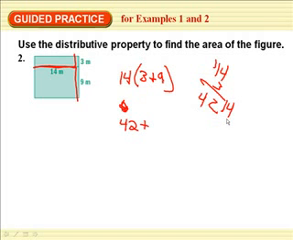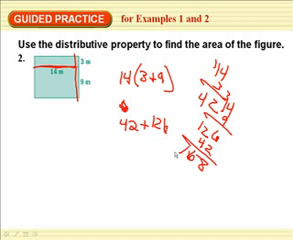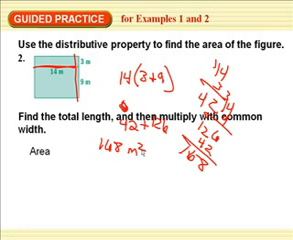Plus 14 times 9 is 126. And add those together. 168 meters squared, or square meters. Let's see if I did this one right. Yep.